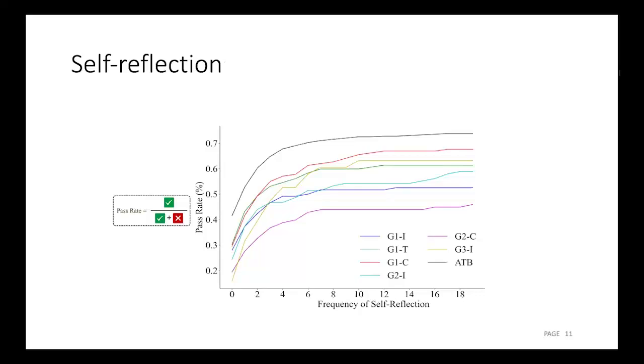So here is the experiment on the power of self-reflection, where the x-axis refers to the frequency of self-reflection, and the y-axis refers to the pass rate, which is given by the number of queries that can be solved divided by the total number of queries. You can see that with the increase of self-reflection, this is an increasing function, and at roughly 6 or 8 self-reflections, you can almost reach the top level for the pass rate. So this is also quite efficient.